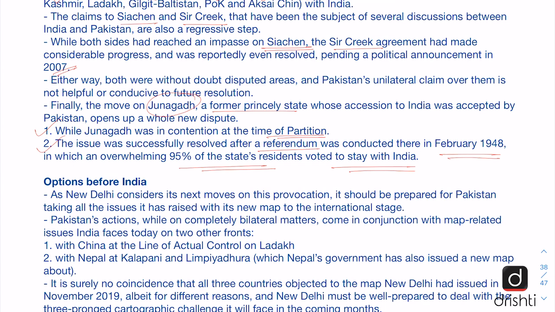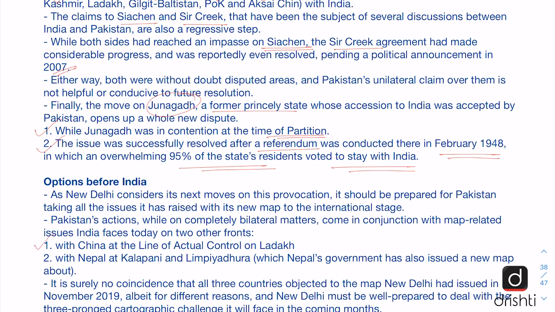Further, the editorial talks about the options available to India, and it says that as India considers its next moves on this provocative action by Pakistan, it should be prepared for Pakistan taking all the issues it has raised with its new map to the international stage. And this goes against the Shimla Agreement, where both the countries had decided that all their disputes will be resolved bilaterally. India is also facing map-related issues with two other countries.